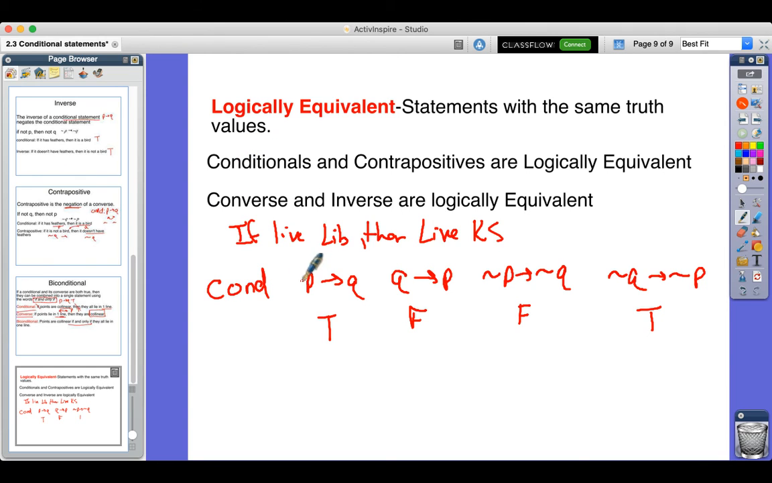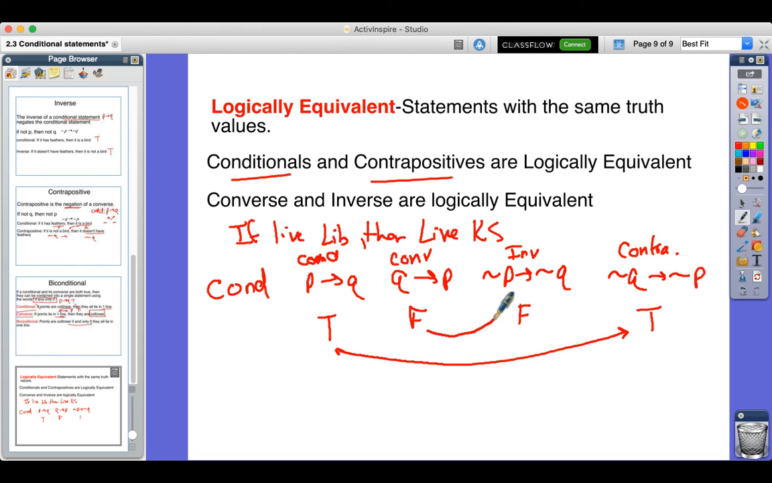So conditional statements, our original statement, P implies Q, will have the same truth value as our contrapositive. So this is the conditional, the converse, the inverse, and then the contrapositive. The conditional statement, the original statement, will have the same truth value as the contrapositive, and then the converse and the inverse will have the same truth value. Either they both will be true or they both will be false.